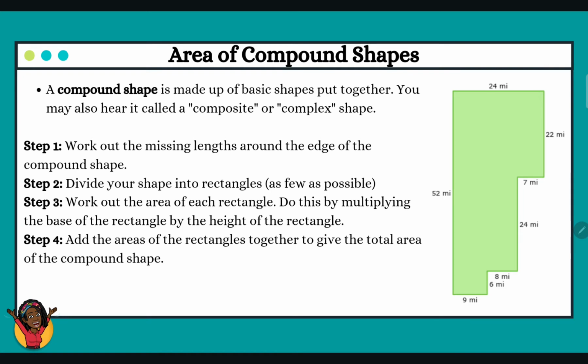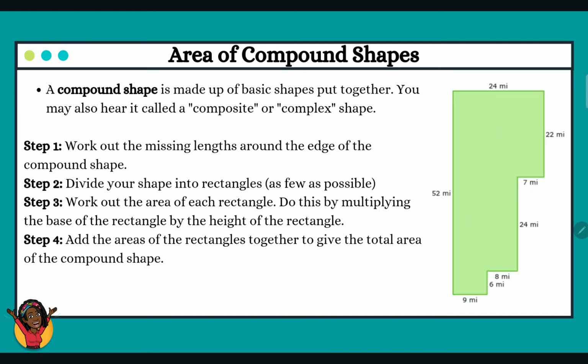A compound shape is made up of basic shapes put together. You may also hear it called a composite or complex shape, like the image shown here. This shape is made up of rectangles. So if I put a line here or one here, then this would be 3 rectangles.